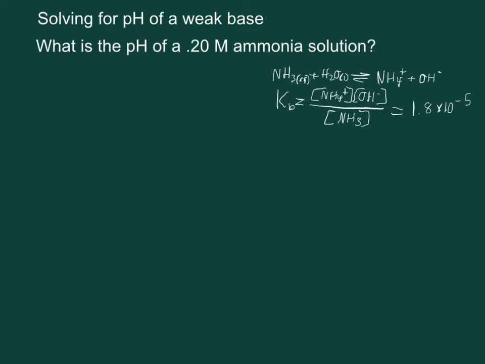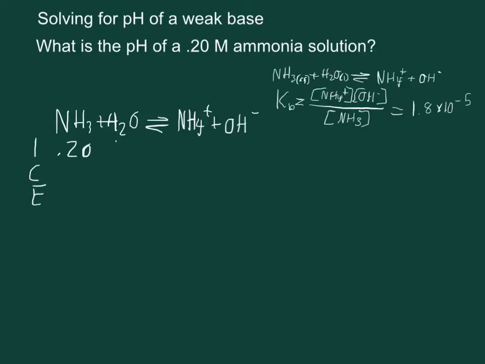So the first thing we're going to need to do here is to make a RICE chart. We're going to set up our equation, NH3 plus water, reversibly going to NH4+ and hydroxide, OH-. My initial is 0.20 molar. The water we're not going to worry about because the concentration of water can't change. Initially we're going to have no ammonium and no OH-.